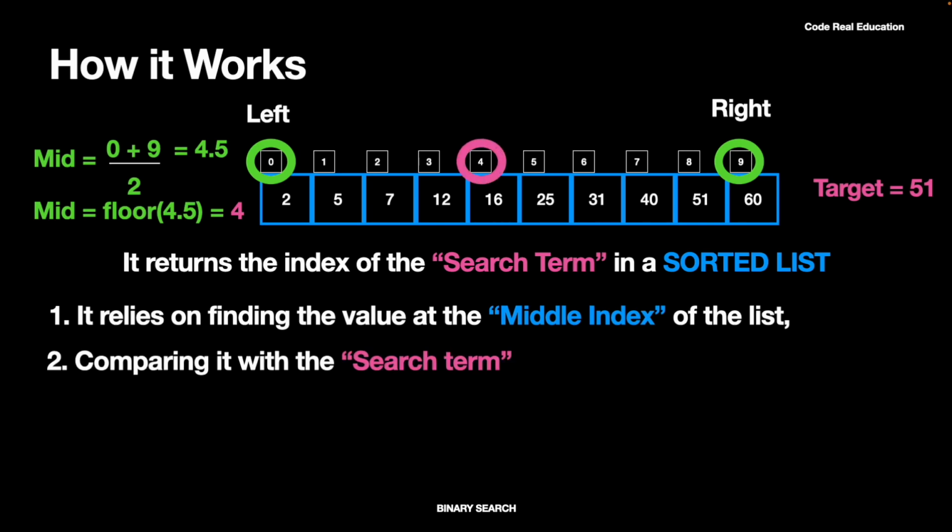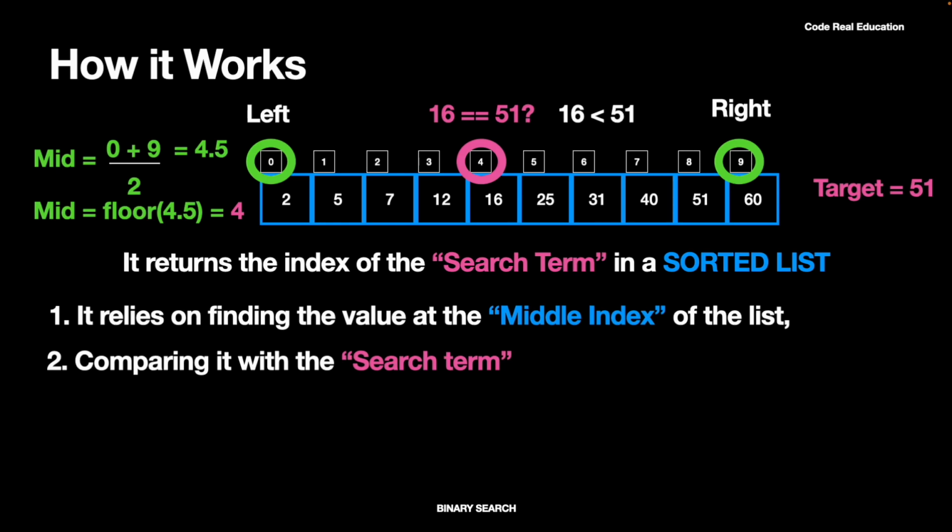Now, what we do next is we compare the value at this middle index with our search term, which is our target. So we're going to be checking, is 16, that's the value at the middle index, equal to 51, which is our target? Well, not really. 16 is less than 51. So what do we do now?